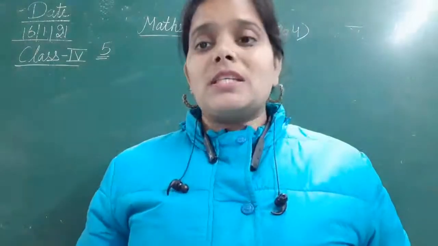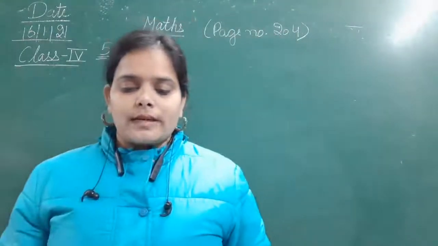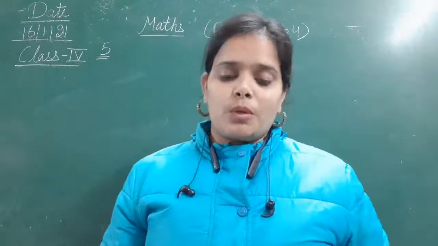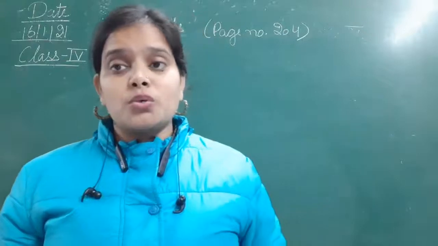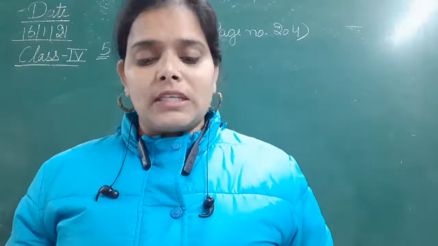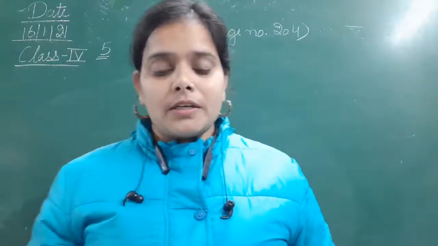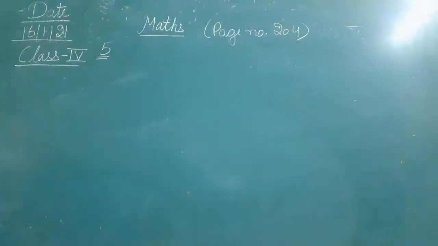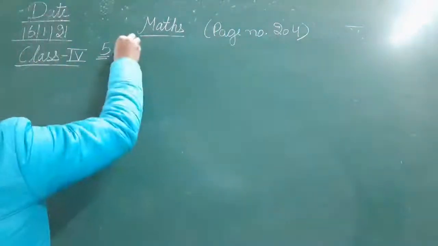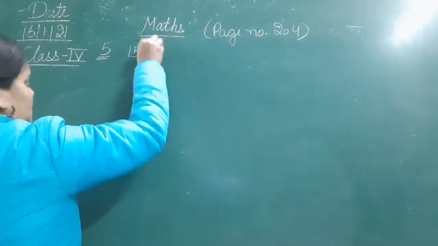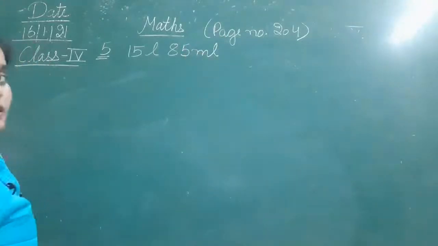Okay, so as we can see the options, certain 4 options are given. That means, as we observe from the options, we have to convert 15 liter 85 milliliter into milliliter. तो 15 लीटर एंड 85 मिलीलीटर को हमें किस में कन्वर्ट करना है? मिलीलीटर में. क्लियर? ओके, सो लेट्स राइट डाउन. The question is 15 liter 85 milliliter. This is given.